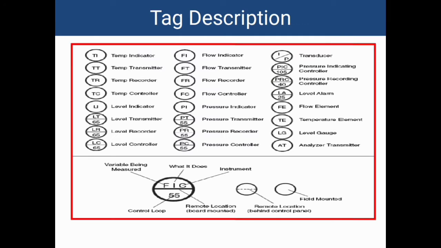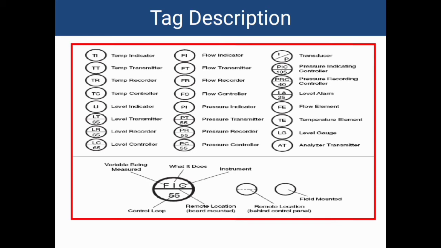Then tag description. For every equipment, every instrument, every pipeline, there will be an identification tag. So if this identification tag is FIC 55, F is the flow variable. If it is F, it is flow. If it is T, temperature. P means pressure. Then I is the indicator, which shows the purpose of the instrument, and C is the controlling instrument. FIC means flow indicator controller.